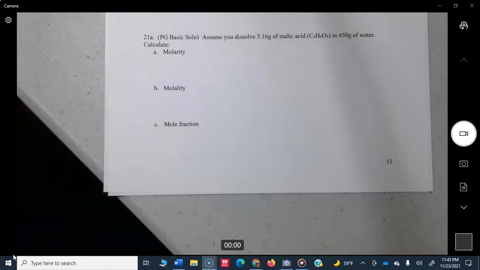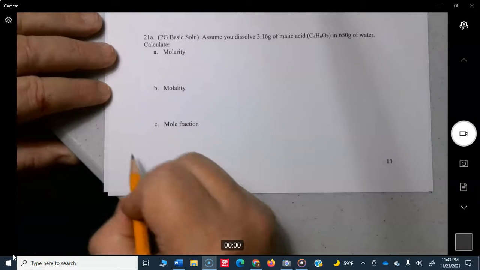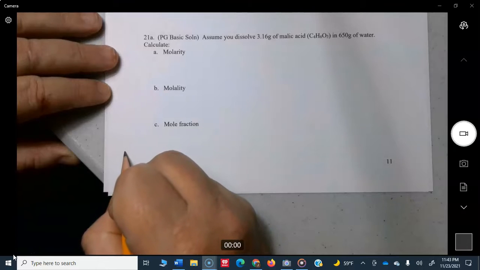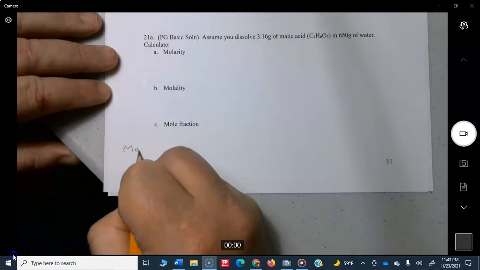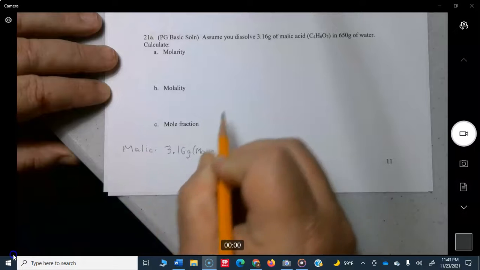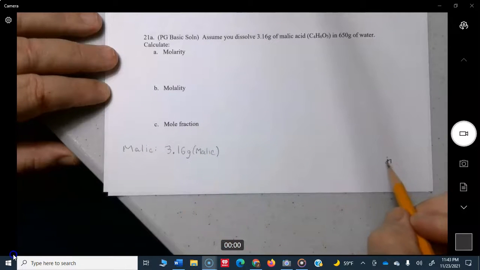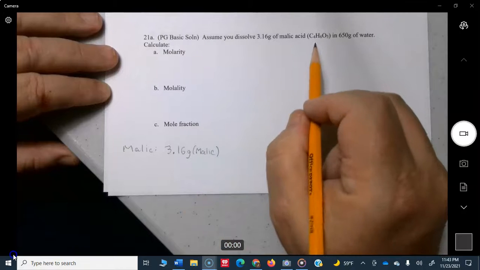Okay, so we're going to need to know both grams and moles on this. So I'm going to go down to the bottom of the page, and I'm going to go ahead and calculate those right off from the very start. So, and I'm simply going to refer to it as malic rather than write that formula out every time. But we do need that formula to calculate the molar mass.